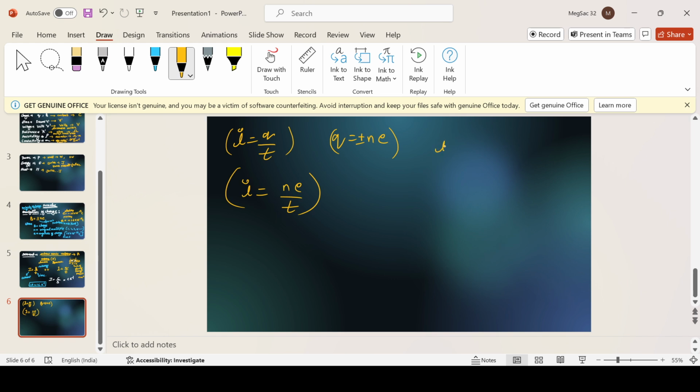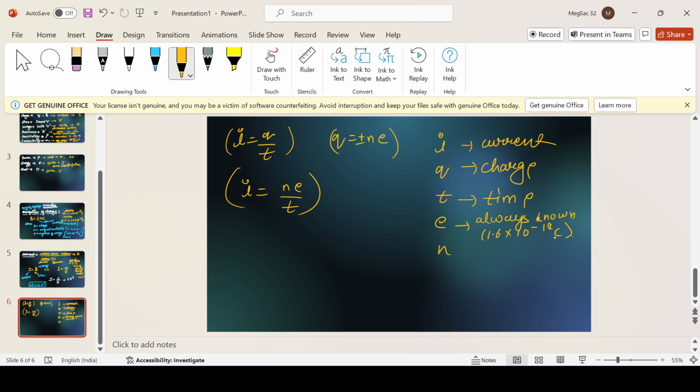What terms can we find out from this? I, Q, T, e, N, where I is current, Q is charge, T is time. This e you always know, whether it is given in your question or not, and that is 1.6 times 10 to the power minus 19 coulomb. Because of this only the charge is said to be quantized. Why that is, we'll tell you afterward. And N is the number of electrons or protons, that is, we can say the number of charges. Got it everyone? Yes, sir.